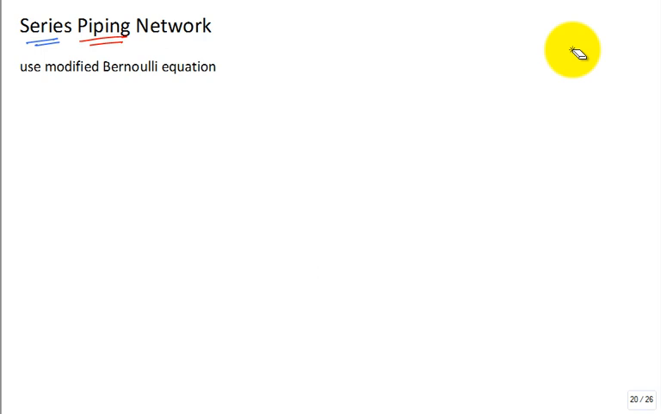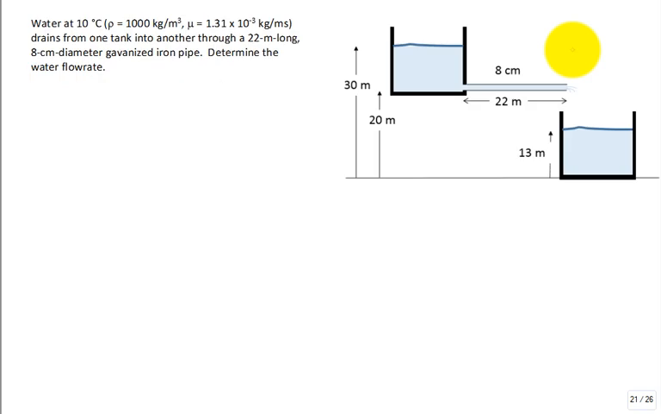Well, the same here is for a piping network. We're going to use the modified Bernoulli equation. I've written that down before. We could use the head form or the pressure form, either way. Here's a problem to start us off with. We have water at 10 degrees C with this density and viscosity given. It drains from one tank into another through a 22 meter long pipe that is 8 centimeters in diameter. So that's the diameter D and the L, 22 meters. It's galvanized iron pipe.